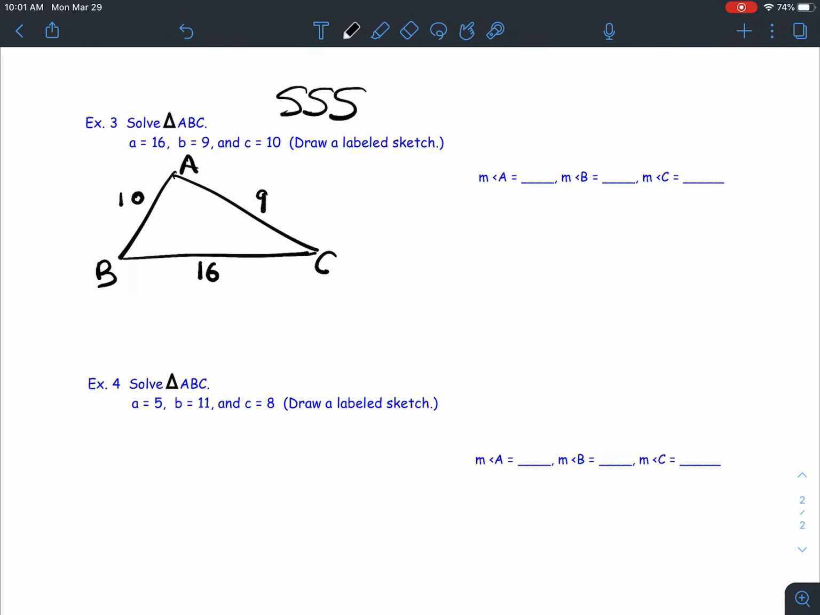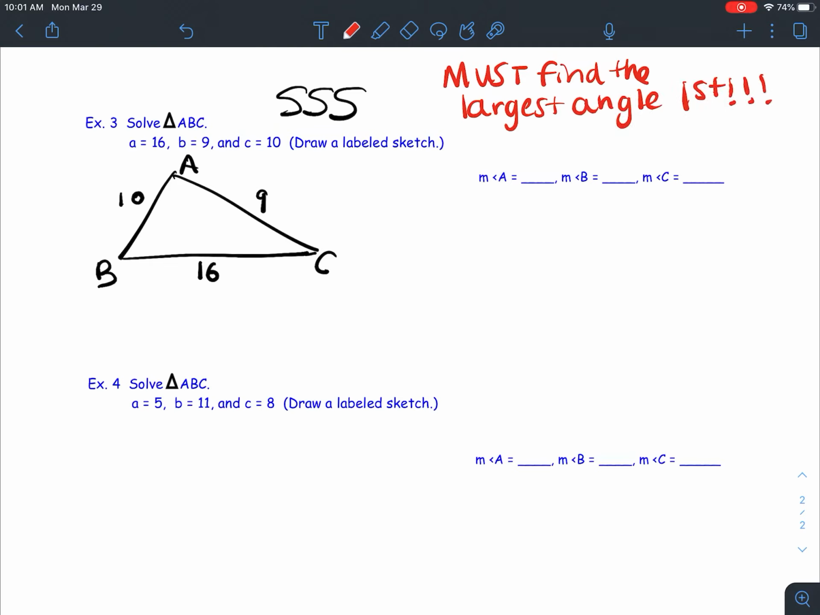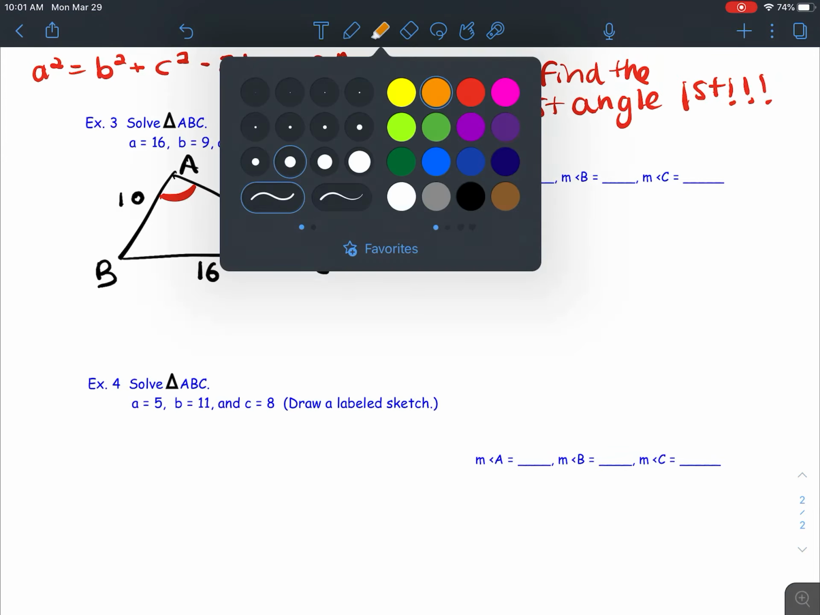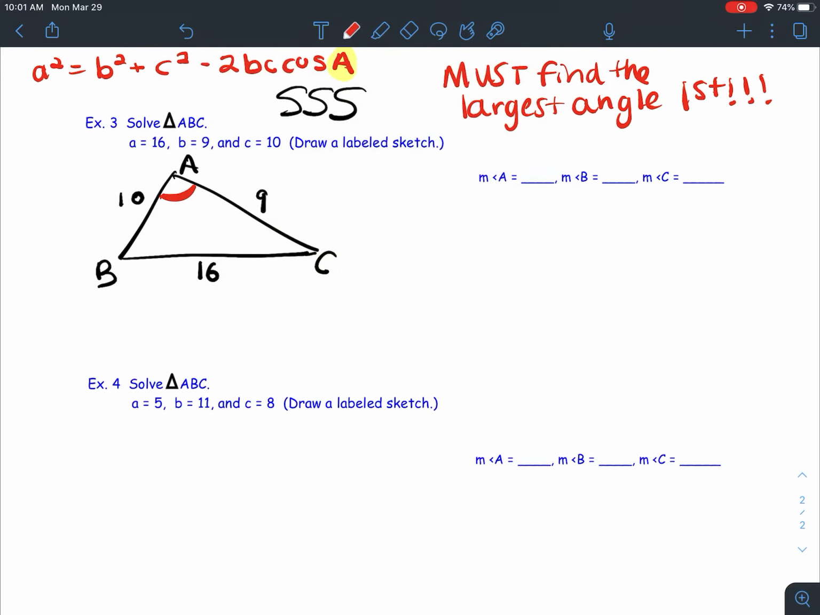Okay, on a side, side, side problem, you must find the largest angle first. Okay, always find the largest angle first. The largest angle in this problem would be angle A. Okay, now remember the way that the law of cosines looks. Okay, the one that has angle A in it looks like this. Okay, so here's where our variable is. Our variable is going to be over here on this side.